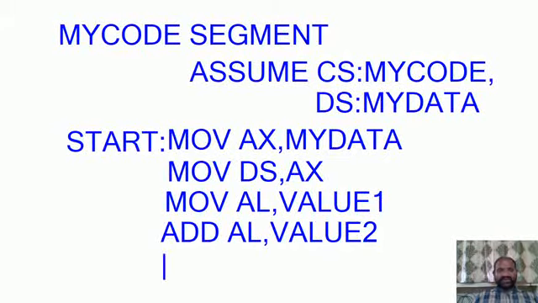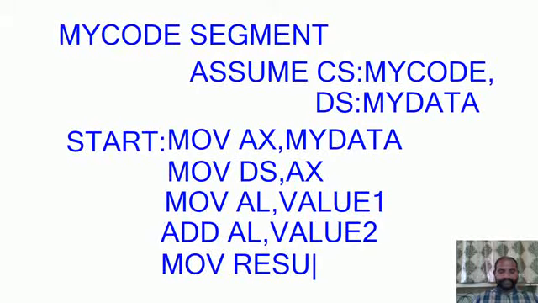I would like to read this AL result into the result variable which is declared in the data segment. So I'm going to write MOV result, AL. By this statement we successfully copy the result of the addition into the result variable which is in the data segment.